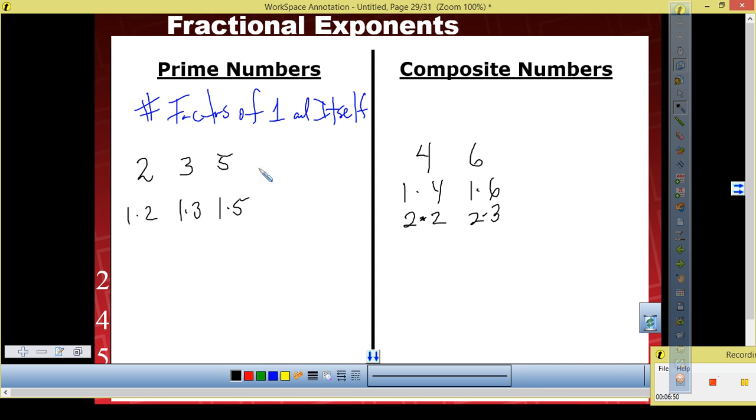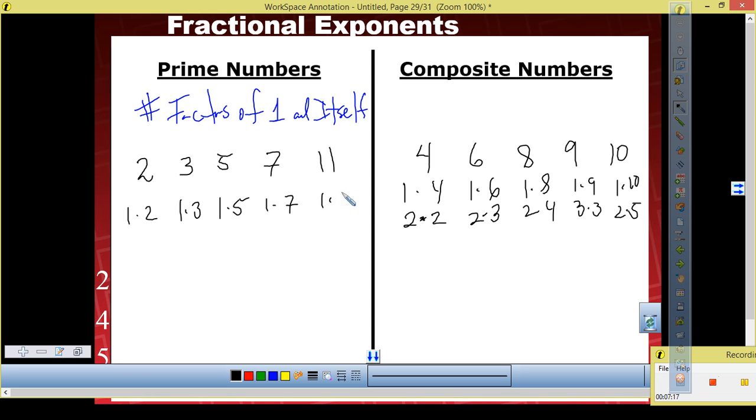How about 7? Yes, 1 times 7. How about 8? It's a composite. 1 times 8, 2 times 4. How about 9? No, it's a composite. 1 times 9 or 3 times 3. How about 10? No, this is 1 times 10 or 2 times 5. How about 11? Yes, 1 times 11. Those are the only factors. So those are prime numbers. These are composite. Any questions with that? Now remember these because we're going to use these first 5 primes in the next section.